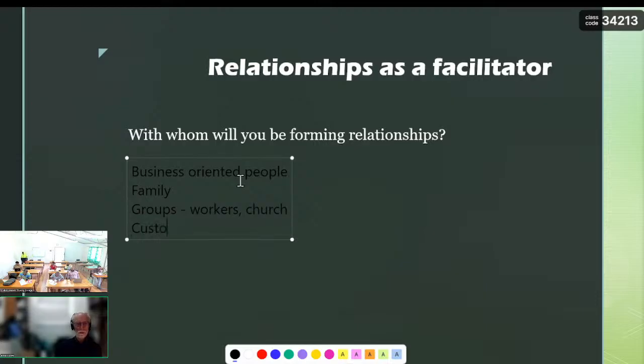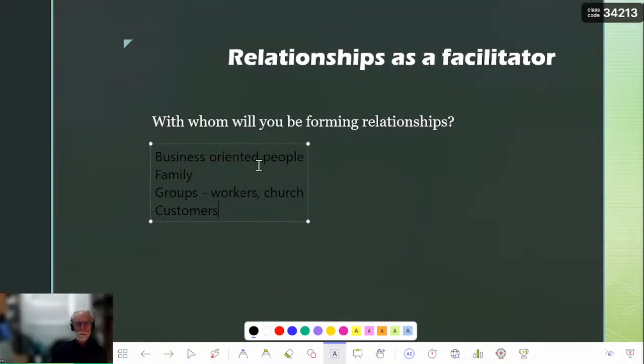So customers are going to be one of the big groups that you need to make relationships with, okay? What other sort of people are there that you need to get on well with, apart from customers?